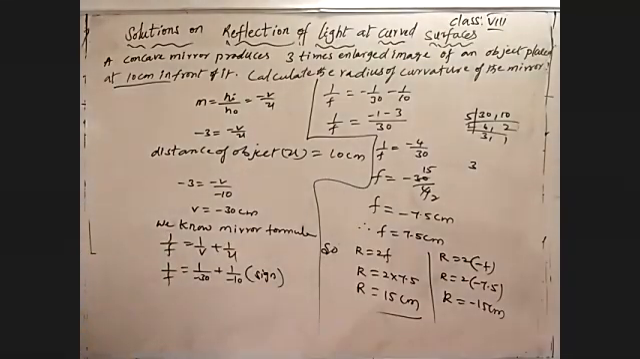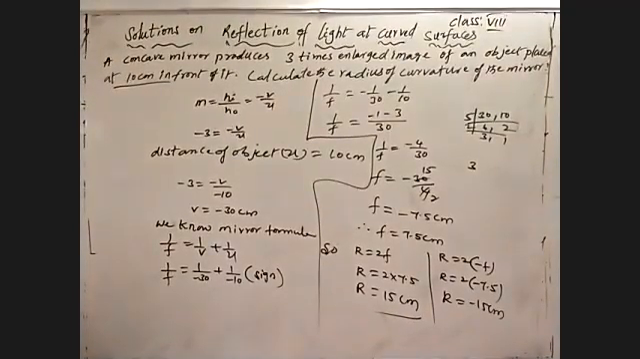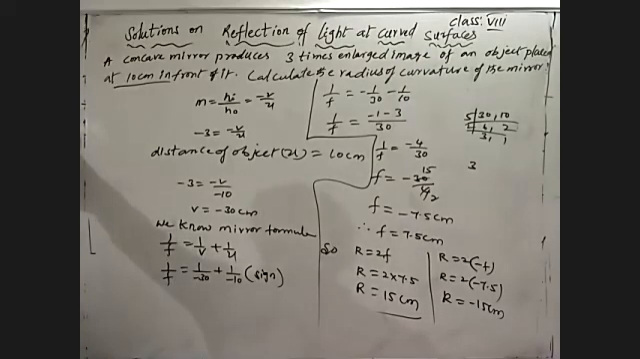See, given the object distance and magnification, we found the image distance, and also the focal length and also the radius of curvature. See that? Okay, one more question we will discuss.